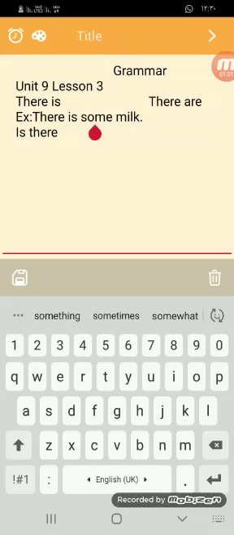And now look at some. If you have some in the sentence, it changes some into any because any comes in negative and question, but some comes in affirmative. Okay, we change here some into any because we change the sentence from affirmative into negative, so some changes into any milk. Okay, and with the question mark.